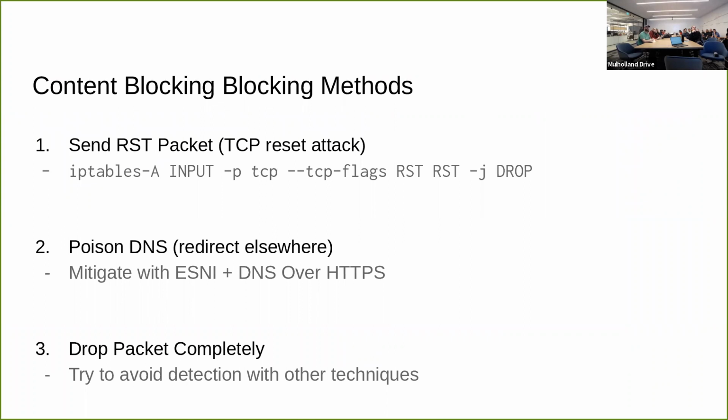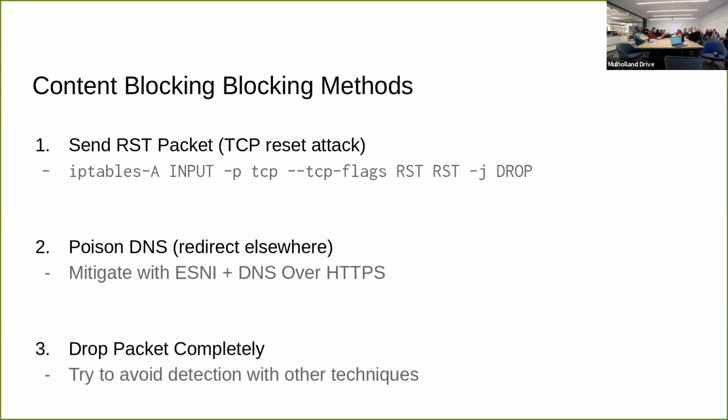So, kind of a review of the DPI techniques. If they're sending reset packets, you can try to drop those different ways. The GitHub projects that I show you will do this automatically. This is an example of iptables, and you just drop everything.